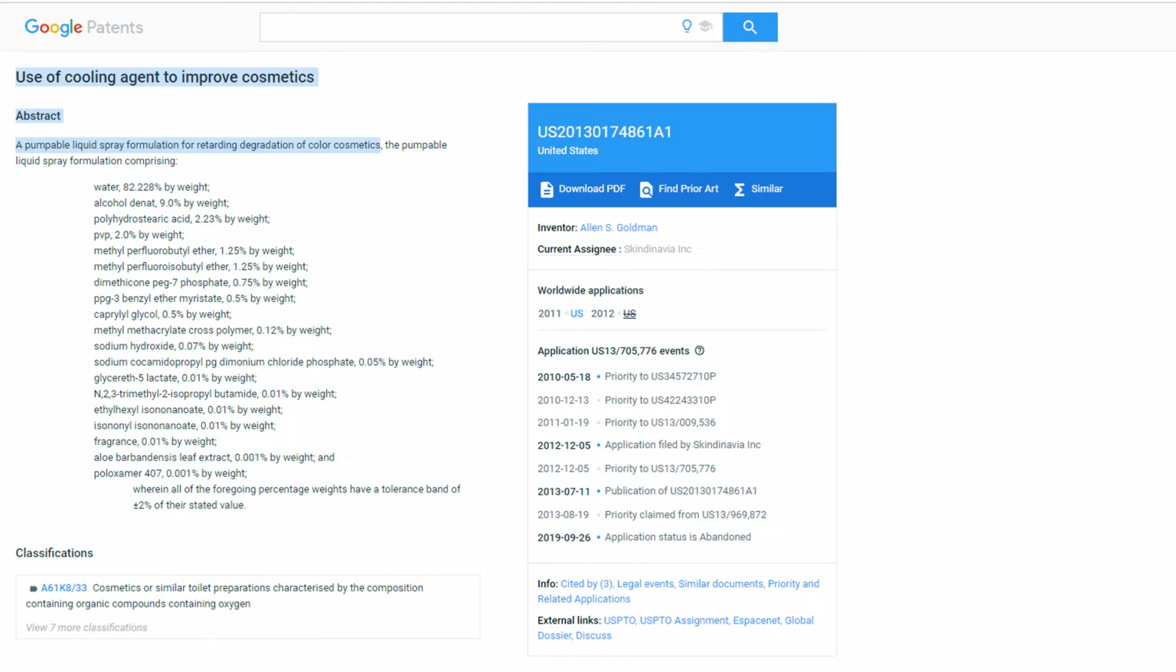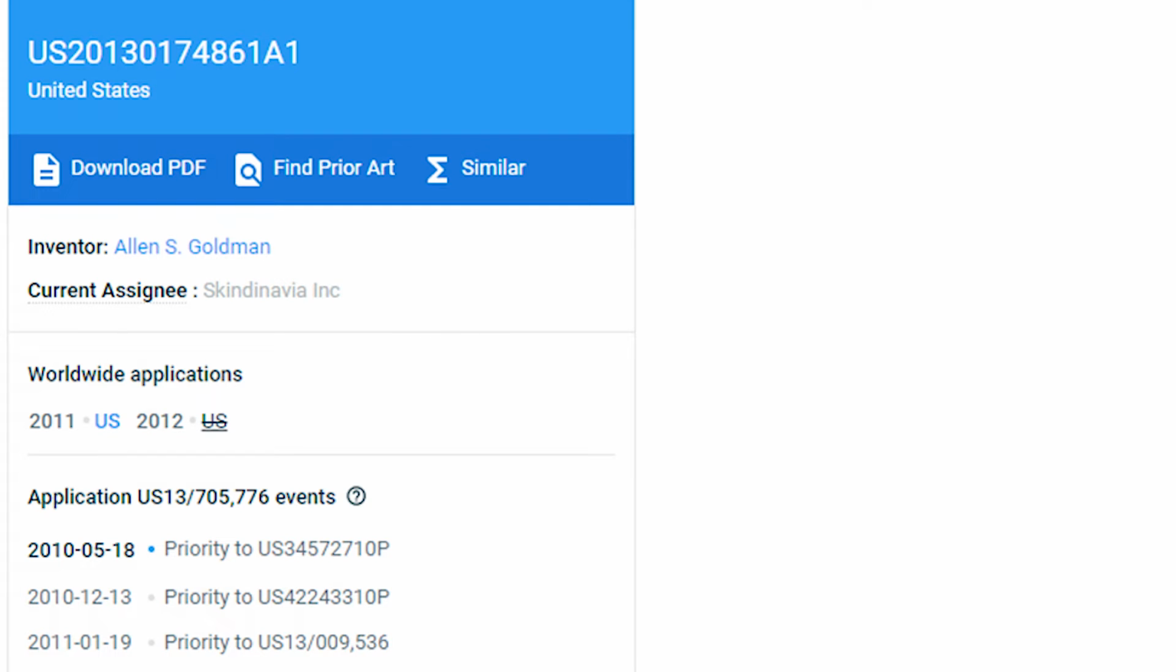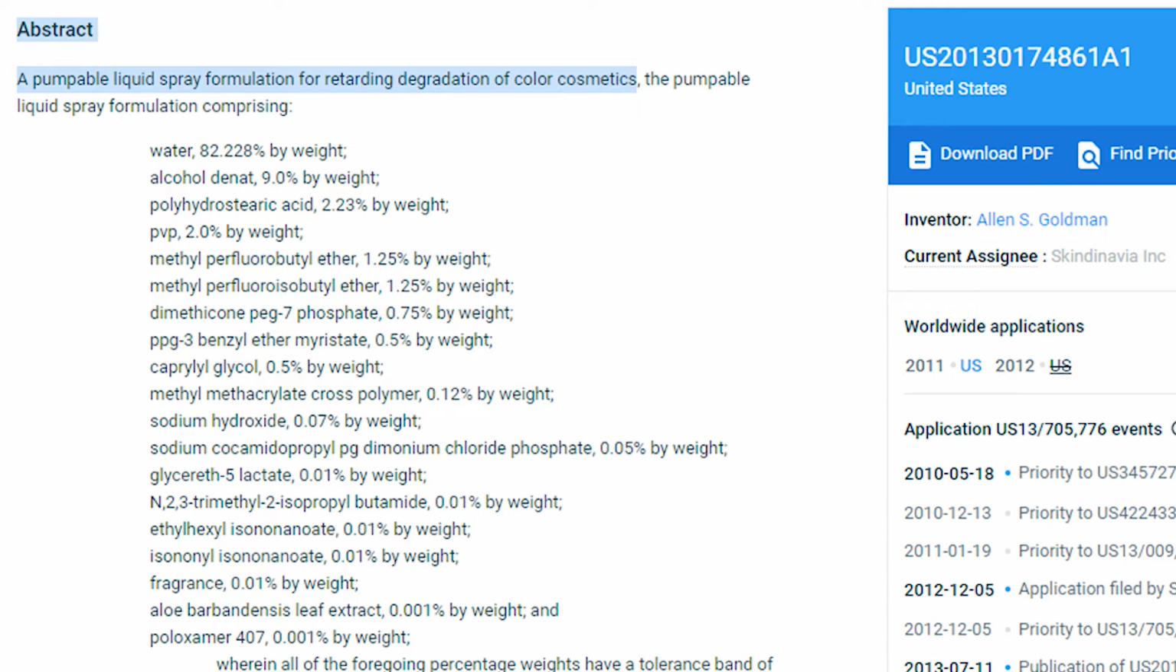As I was unable to access any CPSR for a specific makeup setting spray product, I decided to head over to Google Patents and see if I could find a good example formulation of one. And I managed to find something I was not expecting to find. In 2012, a patent was filed for the use of cooling agents to improve cosmetics. The current assignee is Scandinavia Incorporated and involves a pumpable liquid spray formulation for retarding the degradation of color cosmetics, essentially a mattifying oil control makeup setting spray.